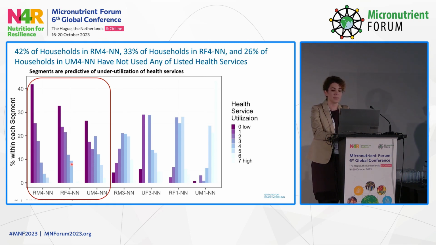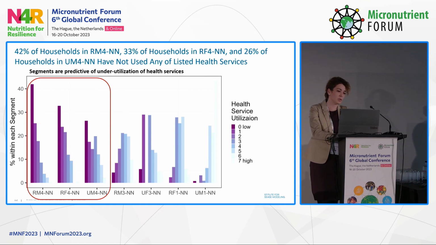What we see here is that segments are strong predictors of the health service utilization score as well. The same households that had a high prevalence of stunting are those who actually have low health service utilization, which emphasizes the importance of service delivery and integration of different interventions, especially nutrition interventions, with other health services.